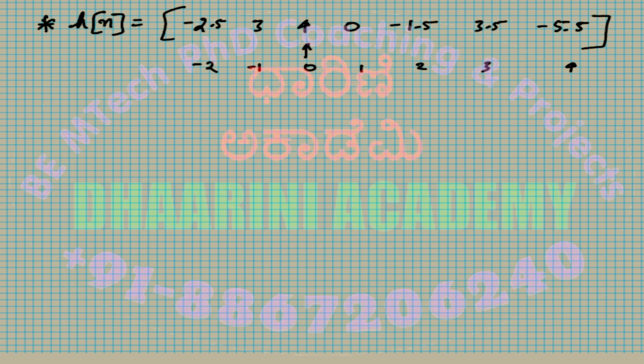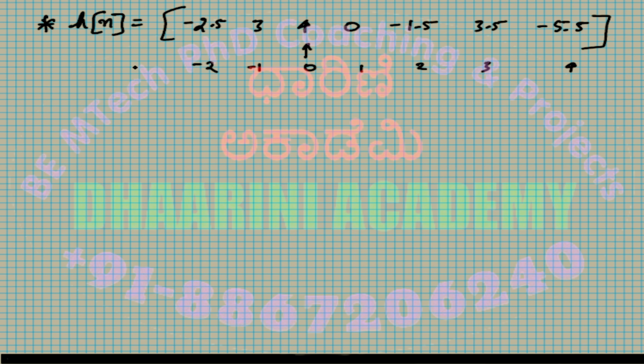So we can understand from this, the indexing begins at where? Indexing begins at minus 2. So when m is equal to minus 2, my function is delta of n plus 2, correct? So the equation h of n is equal to, amplitude is minus 2.5, but it is located at where? Minus 2. So this becomes n minus minus 2, so n plus 2.